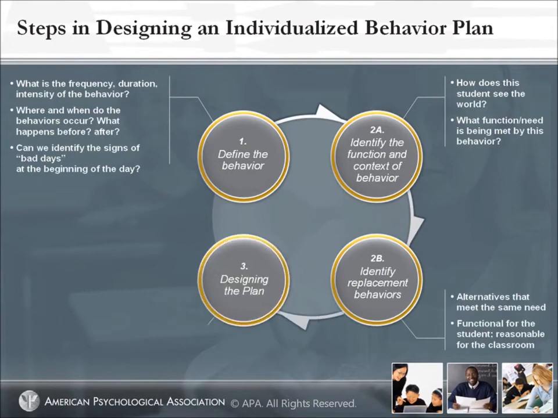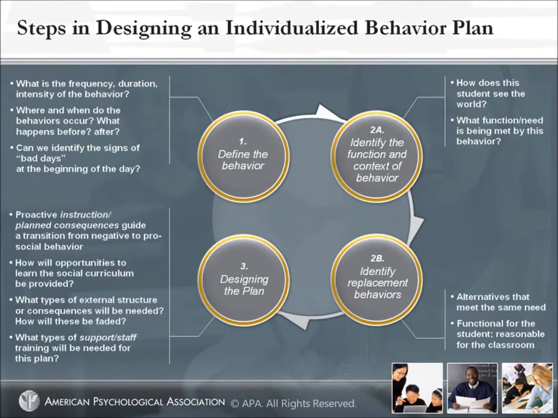3. Designing the plan. Proactive instruction, planned consequences guide a transition from negative to pro-social behavior. How will opportunities to learn the social curriculum be provided? What types of external structure or consequences will be needed? How will these be faded?